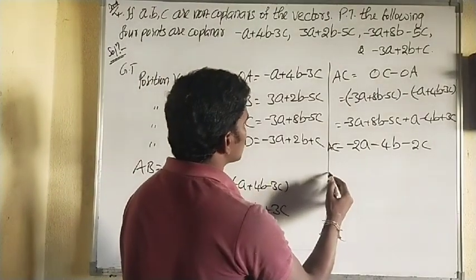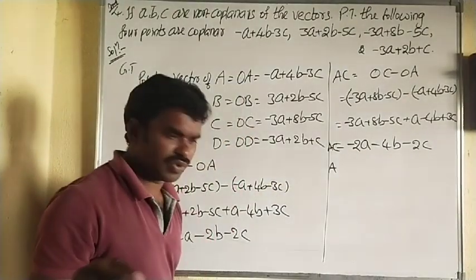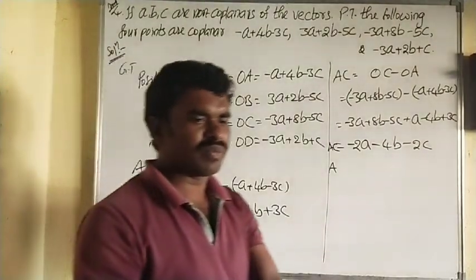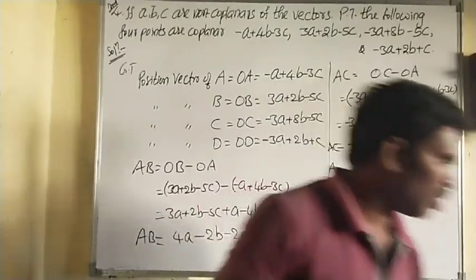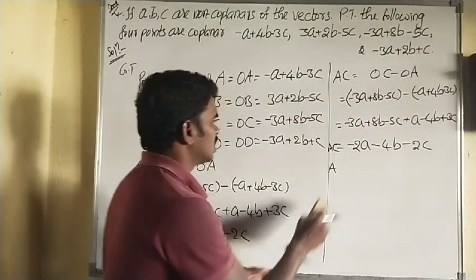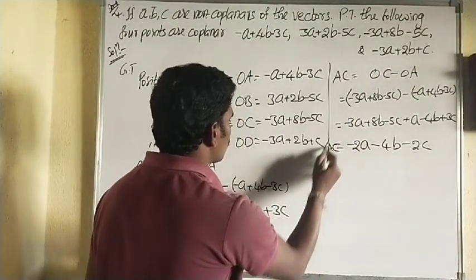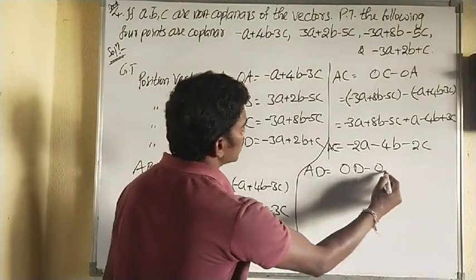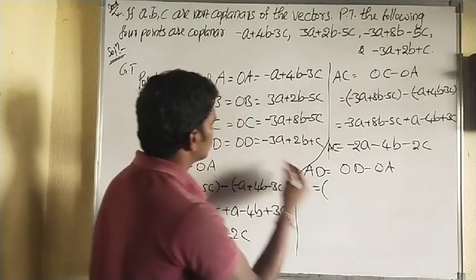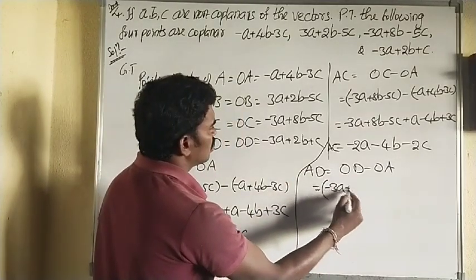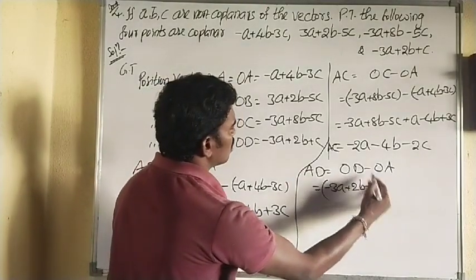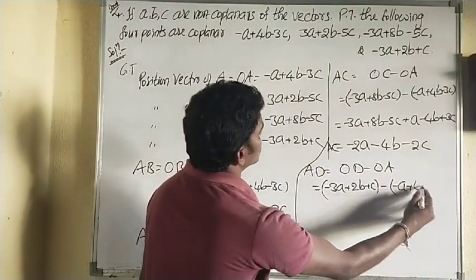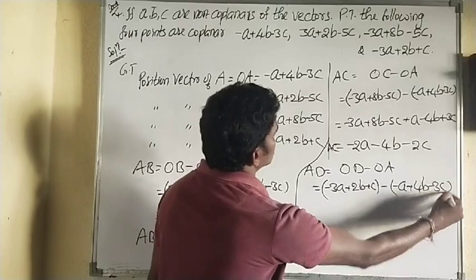Next, similarly, the last one is AD. If you find AD, then we can enter into solving the problem. This is a very small problem, small meaning easy, a simple concept. So next is AD. AD means OD minus OA. OD means minus 3a plus 2b plus c, minus OA, where OA means minus a plus 4b minus 3c.